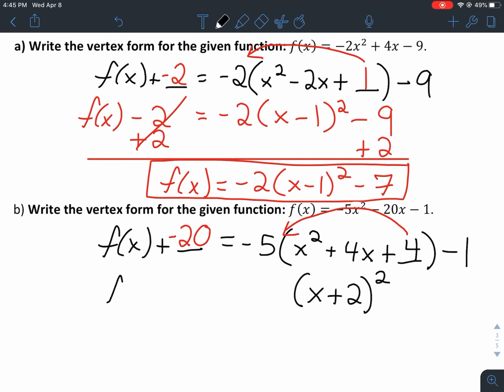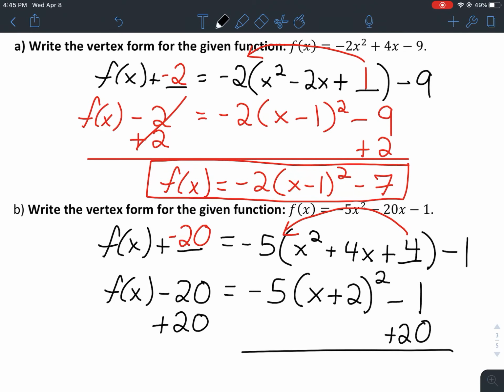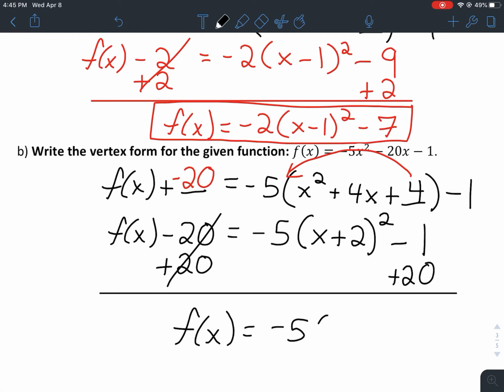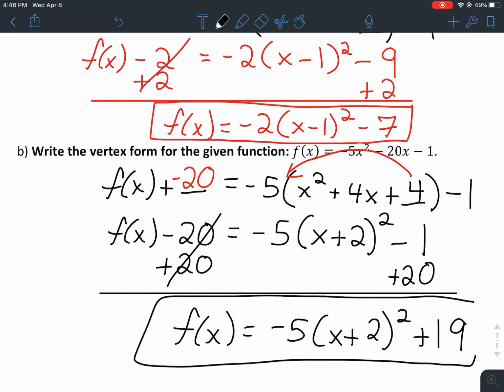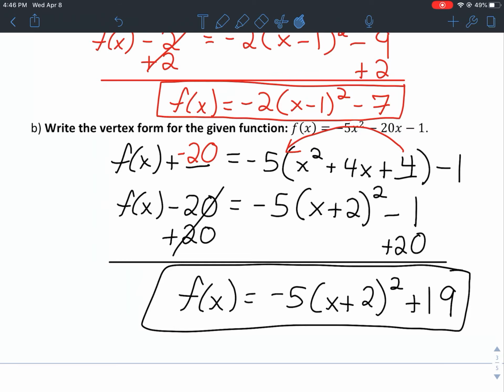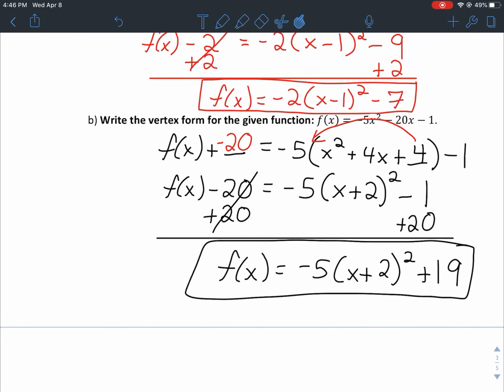what I'm going to do is copy down everything I have. So f of x plus negative is the same thing as -20 equals -5 times x plus 2 quantity squared minus 1. And to get f of x by itself, we're going to add 20 to both sides. So therefore, our final answer here is f of x equals -5 times x plus 2 quantity squared, and -1 plus 20 is plus 19. So there's our answer. Why is it in vertex form? You can easily see the vertex is -2, 19.